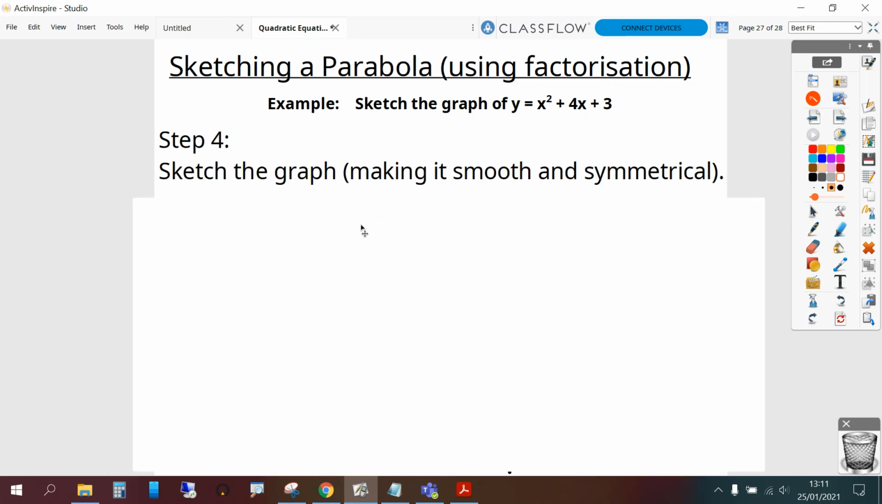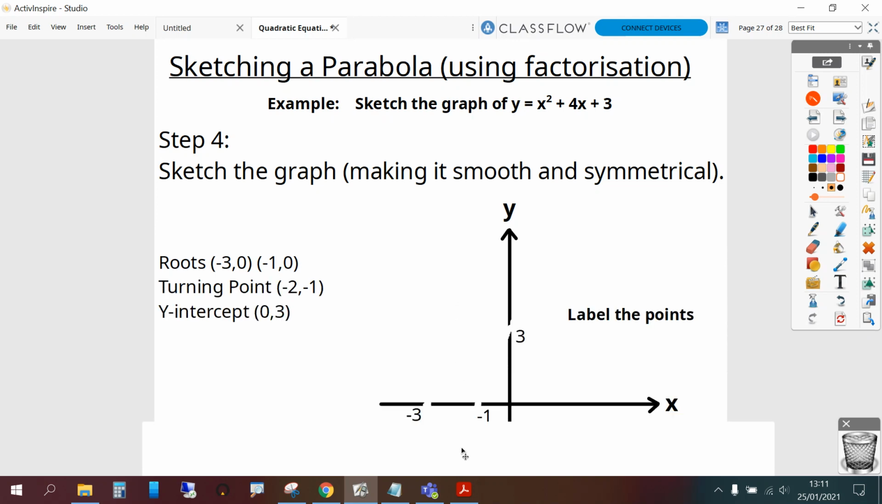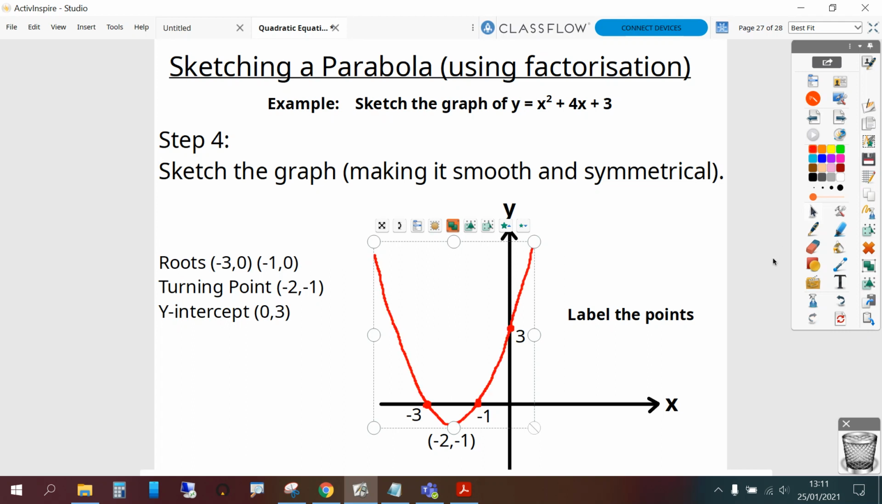So the last step is actually just to do the sketch. Let's make it smooth and symmetrical, as all parabolas are. We need to plot these 4 points, and we want to label them onto the diagram. So plotting the points and drawing the curve through, and there we have our graph.